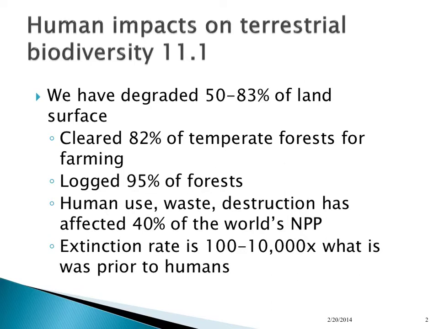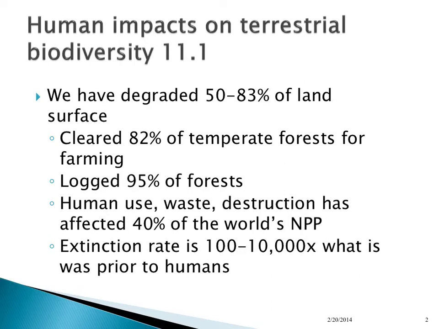Cleared about 82% of temperate forests like we live in, mainly for farming. Logged 95% of the forests. We use, of course, forests for building things like houses and for things like paper. Unfortunately, a lot of it's waste, and we've done a lot of destruction. It's affected about 40% of our world's NPP, which means if we were much more efficient, we could actually support the higher population that we are getting.